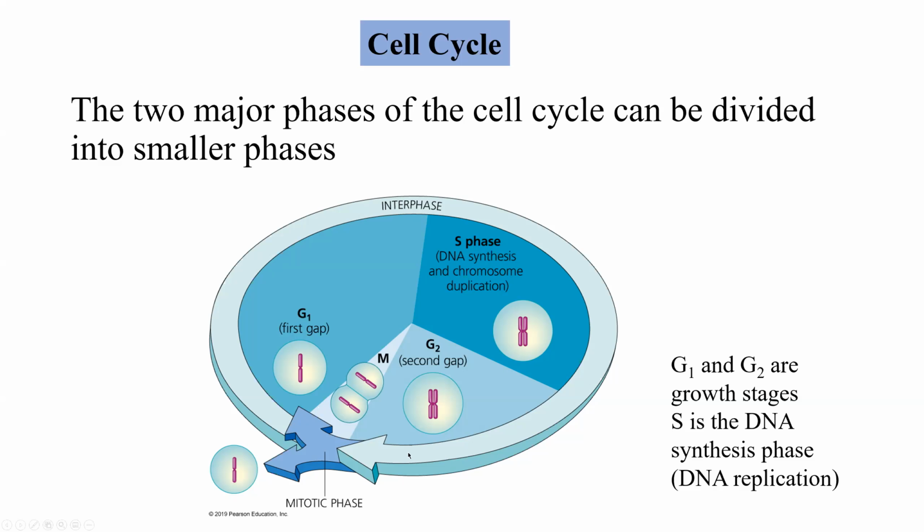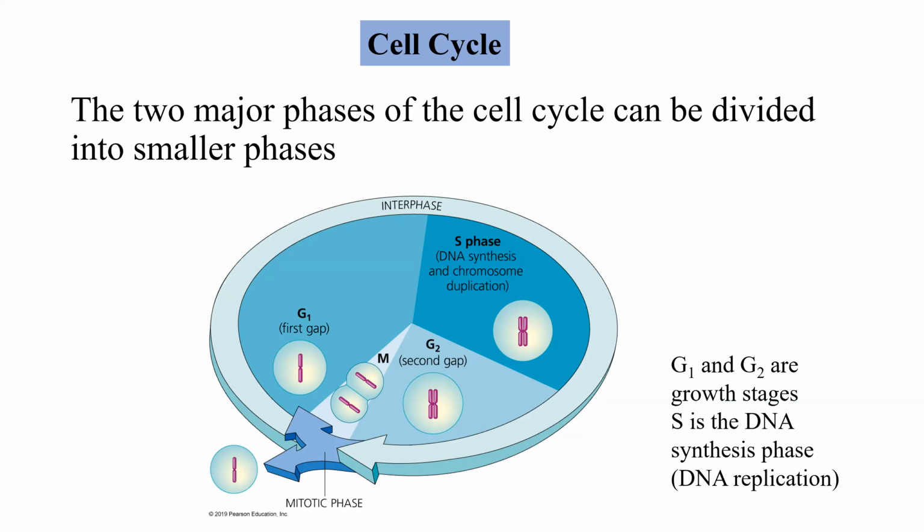This here is the cell cycle, and it is a series of events that takes place in a cell, leading to its division into two daughter cells. As you can see, the major phases of the cell can be divided into smaller phases. The major phases would be the interphase, which is shown here in this light blue arrow, and then the other major phase is called the mitotic phase, the M phase. But the interphase can be split up into these three phases: we have the G1, or the first gap phase, the S phase, which is our synthesis phase, and our G2, our second gap phase.